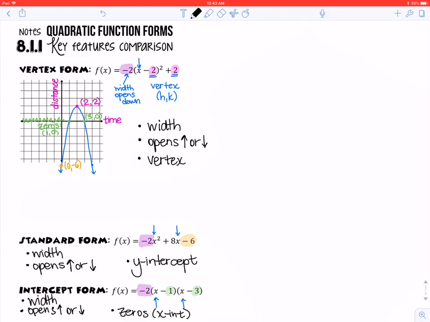Maybe we only care about how long this missile is in the air, then we just need to know the x-intercepts, and intercept form would serve us well. Maybe we just want to know where in the world this missile is launching from. How far underground is it located? And so for that reason, we would just want standard form. There wouldn't be a need for anything else if that's all we cared about. So different forms bring us different pieces of information.